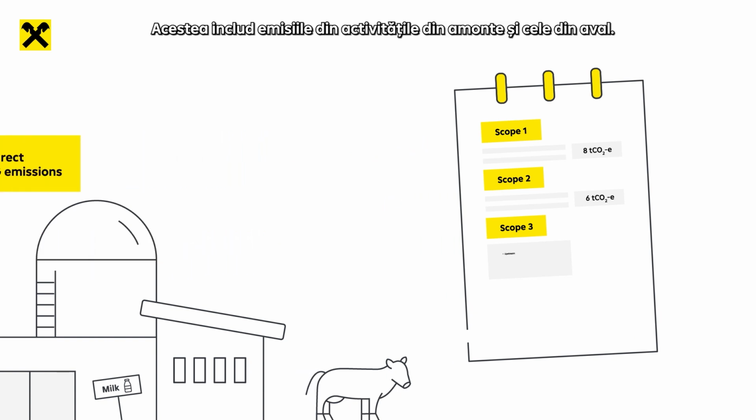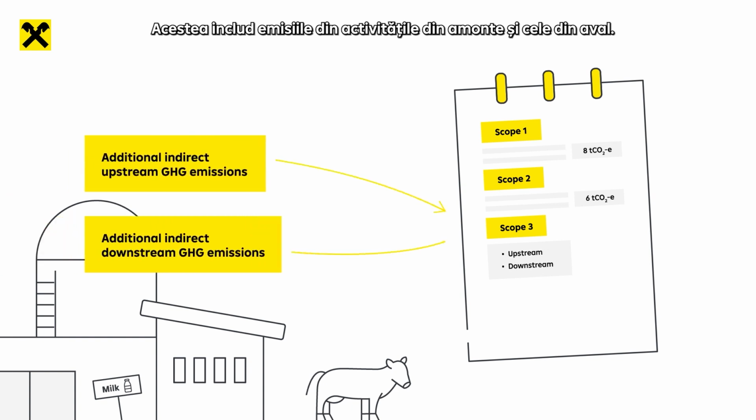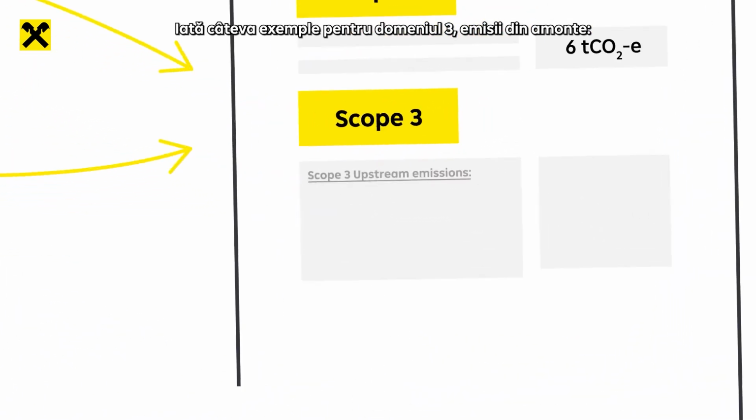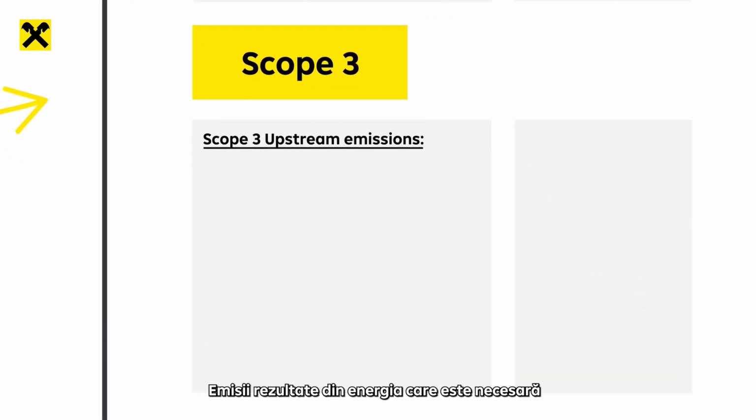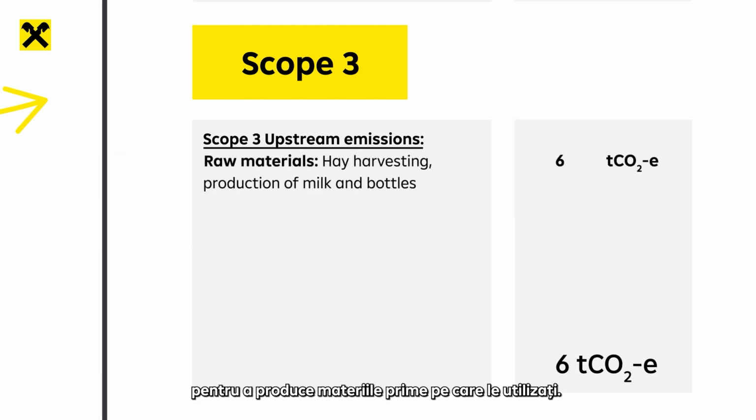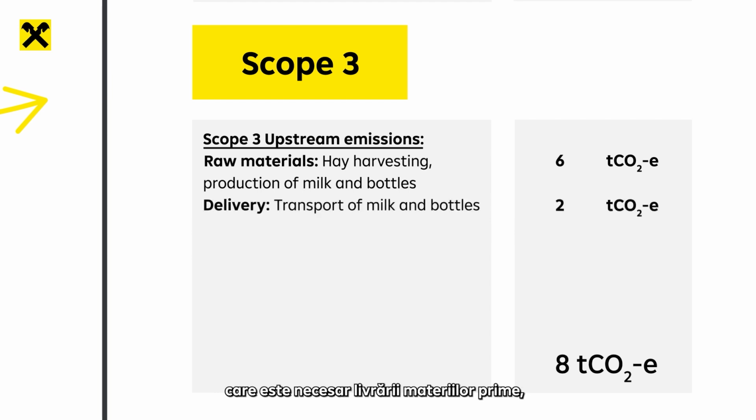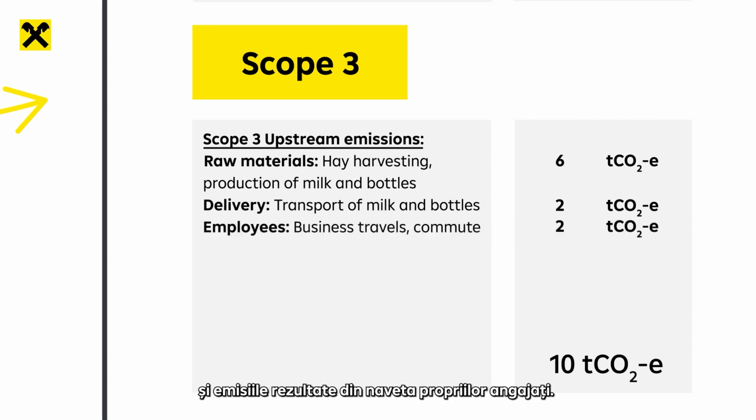They include both upstream and downstream emission-producing activities. Here are some examples for Scope 3 upstream emissions. The emissions caused by energy that is needed to produce the raw materials you use, or emissions caused by the fuel that is needed to deliver the raw materials, as long as they are not your own trucks. Also, add business travels and your employee commuting emissions to Scope 3.